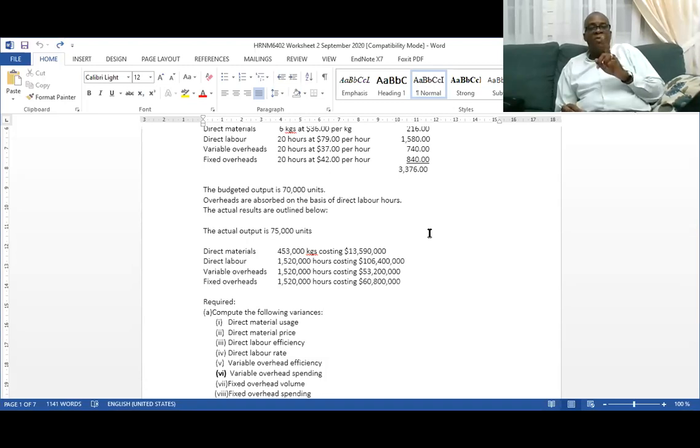Notice that whatever we multiply by, that's what we have in the brackets. We relate that number to what's in the brackets. So if we have units in the bracket, we have to relate it to something per unit. If we have hours in the bracket, we must relate it to something per hour. If we have kilograms in the bracket, we must relate it to something per kilogram. And if we go through all our workings, we'll see that we have been consistent that way.